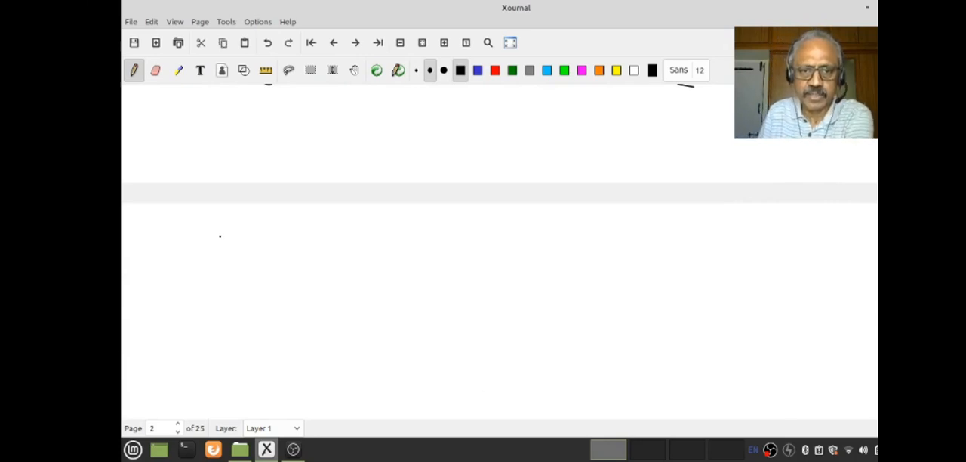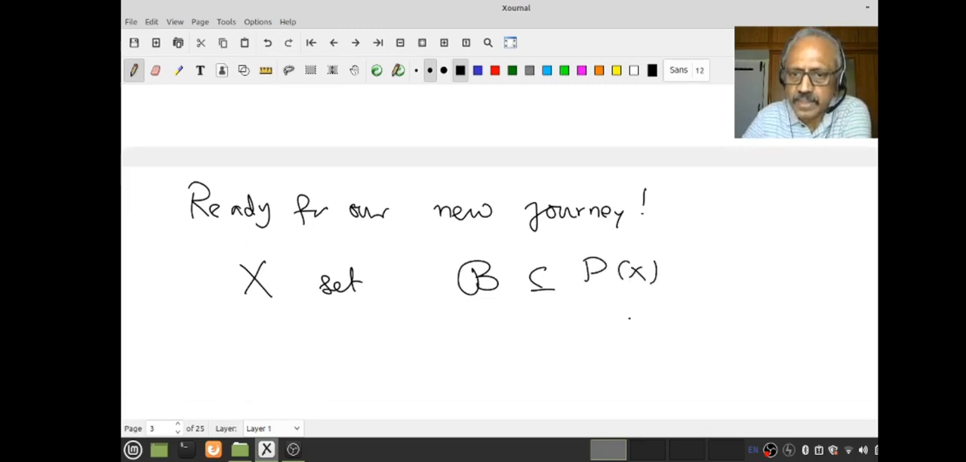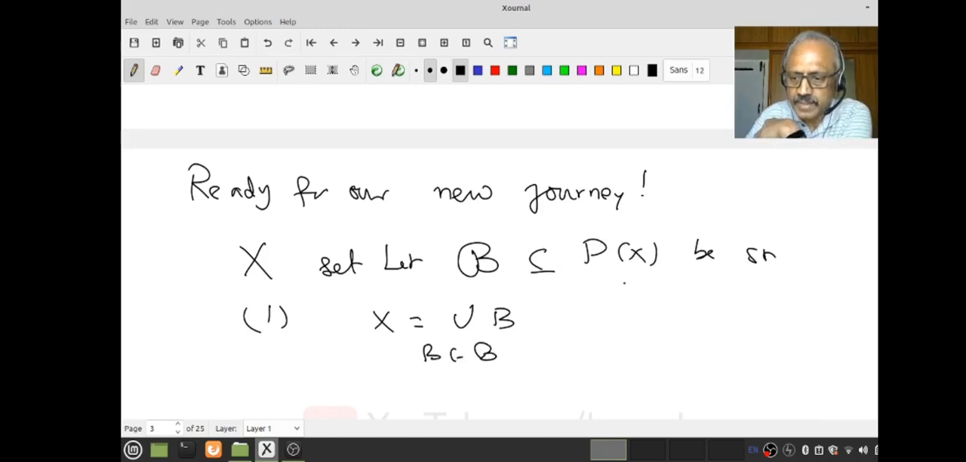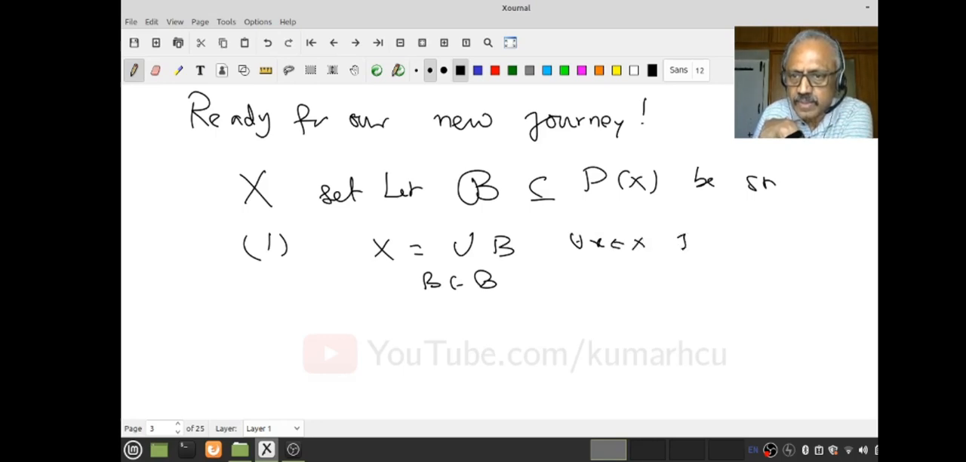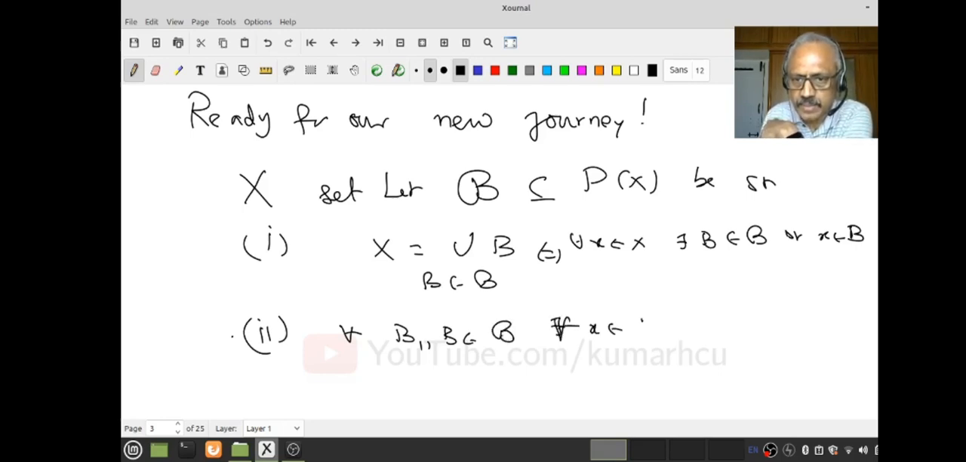Now we are ready for our journey. Now I am given that X is a set and script B is a collection of subsets. The only thing I am asking is that this be such that it satisfies the above conditions. That is, X is the union of B over B in script B. What does this mean? This means for every x in X, there exists a B in script B such that x belongs to B. That's all this means. You understand this? And the second condition is, for every B1, B2 in script B and for every x in B1 intersection B2, there exists a B in script B so that x belongs to B and B is contained in B1 intersection B2.